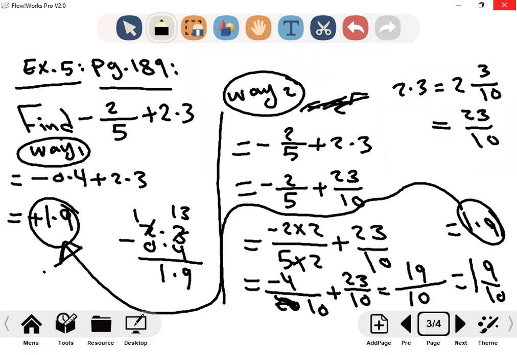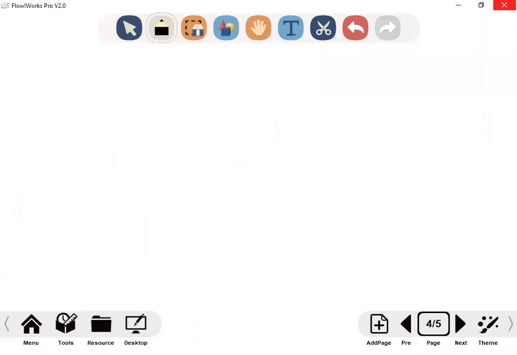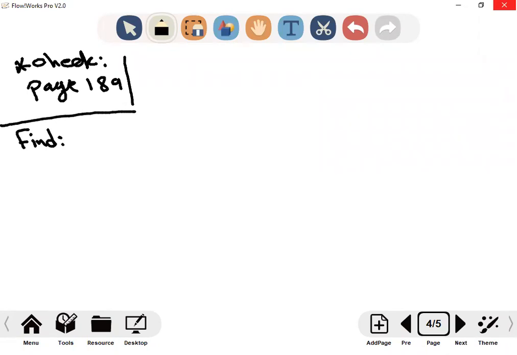Now we have a check after this example. We did example 5, right? Now we have the check after it: find 2/5 plus minus 0.75. Let's do it together, and copy with me, please. Check page 189. Find 2/5 plus, between parentheses, negative 0.75. Okay.